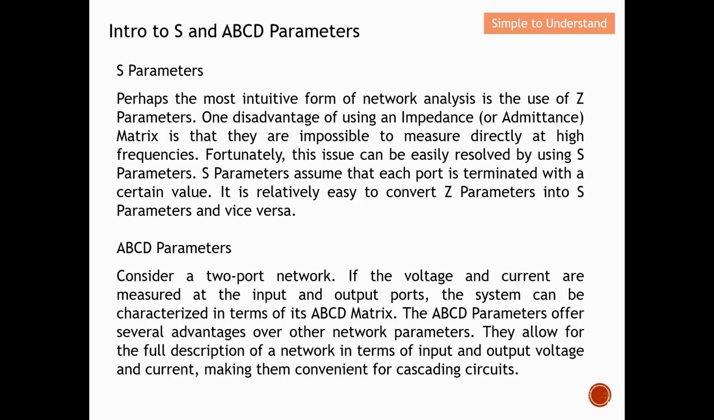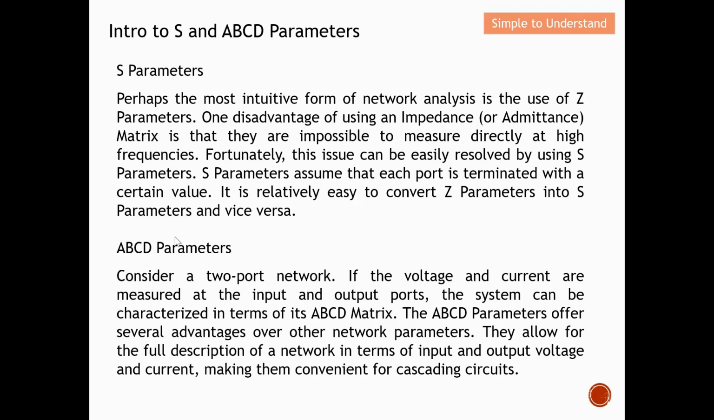However, all this can be resolved when we use S parameters. S parameters assume that each port is terminated with a certain value, typically 50 ohm. So basically, all the ports that we describe by using S parameters will be terminated with 50 ohm most of the time. It is relatively easy to convert Z parameters into S parameters and vice versa. So in short, we can always use impedance parameters to describe a network. However, they cannot be used at high frequency. So in another way, we use S parameters to describe such a circuit.